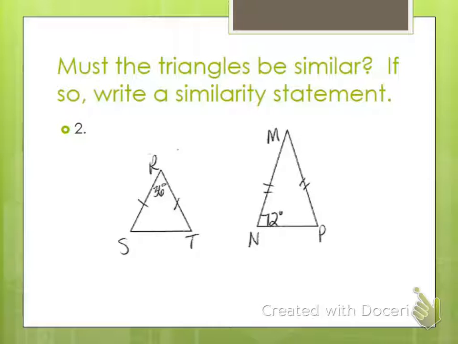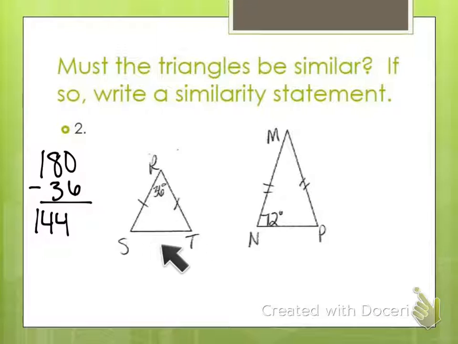So even though they've only given us one angle so far, we can figure out what the other two are. We can take 180 minus 36. What does that give us? 144. Okay, so all together these two angles have to be 144, but they have to be the same. So I would take 144 and divide it by 2. 72 degrees each. 72 degrees, 72 degrees. Wonderful.